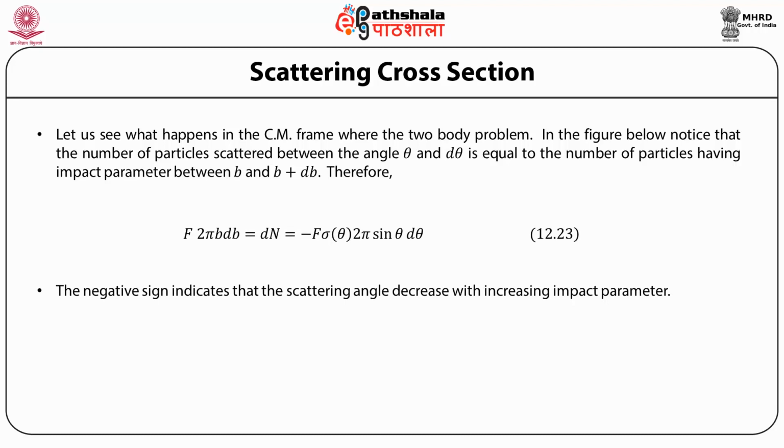So F into 2 pi b db is equal to dn, which is equal to minus F sigma theta 2 pi sine theta d theta.